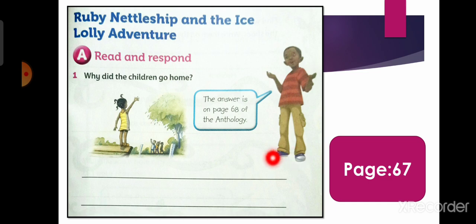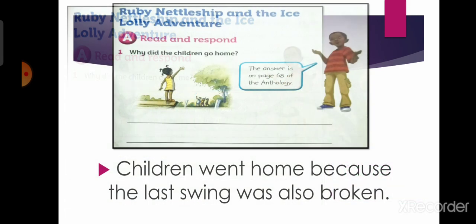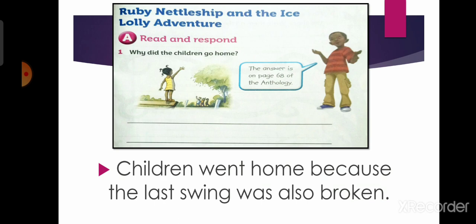Here on these two lines, you will write the answer. The first letter of the sentence will be capital and you will end the sentence with a full stop. Children went home because the last swing was also broken. You may check your spellings from here. Always begin the sentence with a capital letter and end with a full stop. You have to write the answer on these two lines. Children went home because the last swing was also broken.